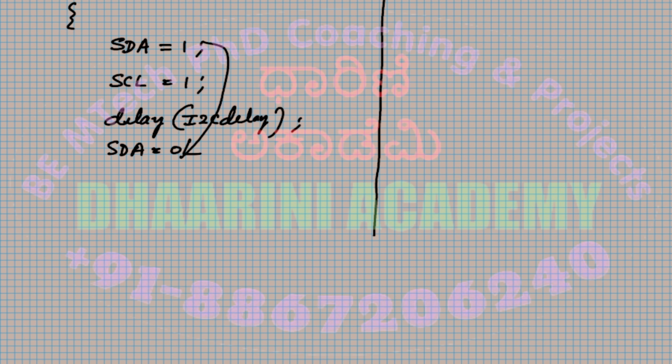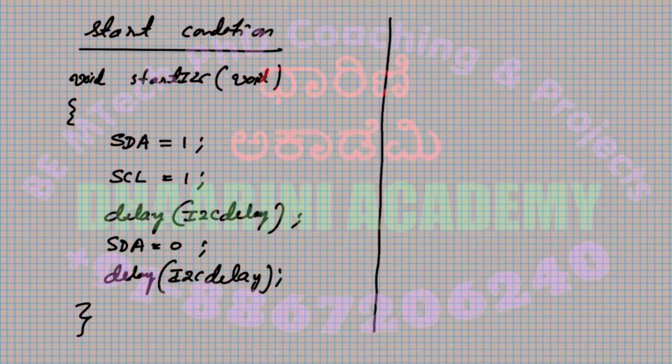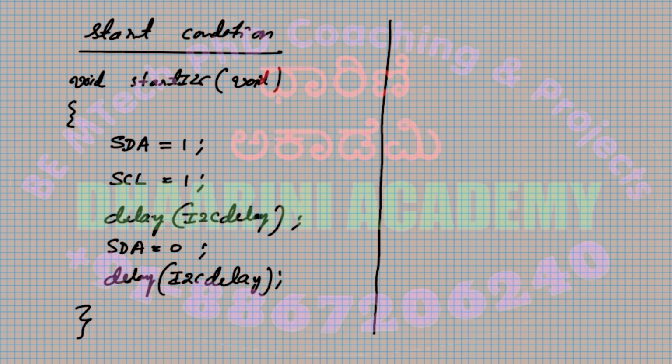It was 1 initially, it becomes low, during which SCL is high. So this is called the start condition. Then I'll call another I2C delay. So this whole process is what we call the starting condition. Similarly, I write the code for stop here.